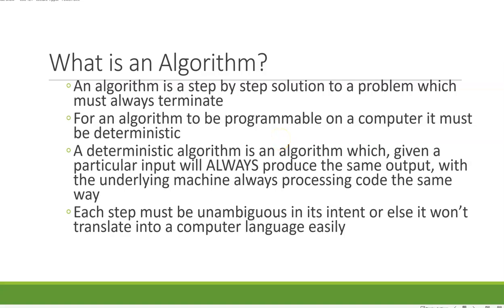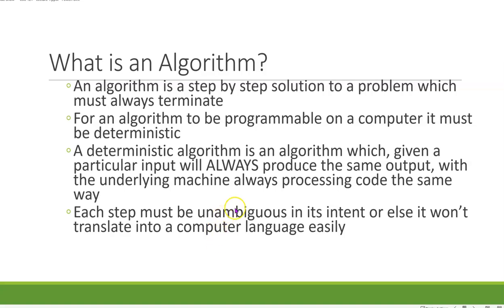An algorithm is a step-by-step solution to a problem which must always terminate. Okay? For an algorithm to be programmable on a computer, it must also be deterministic. The same inputs must produce the same outputs. A deterministic algorithm is an algorithm which, given a particular input, will always produce the same output, with the underlying machine always processing code the same way.